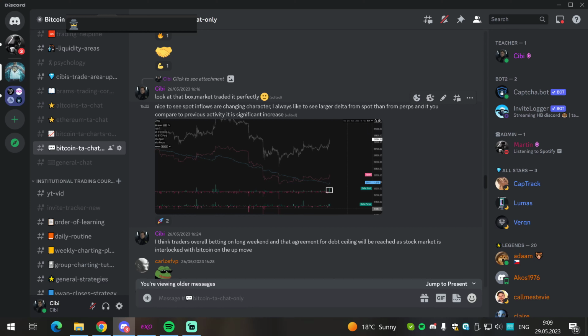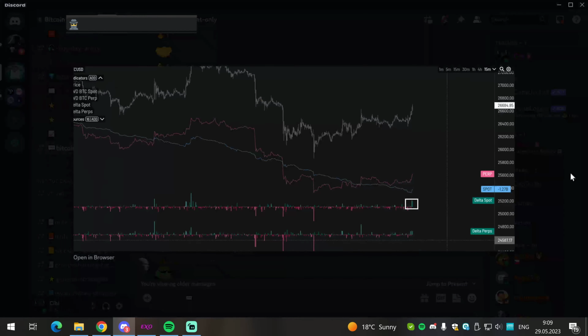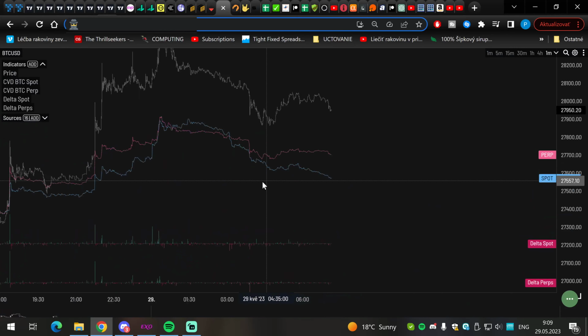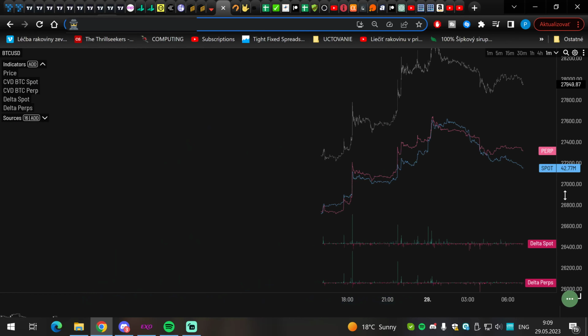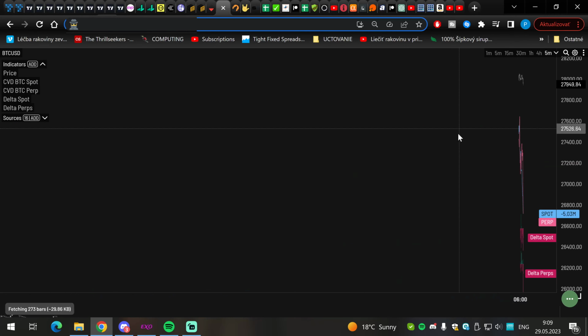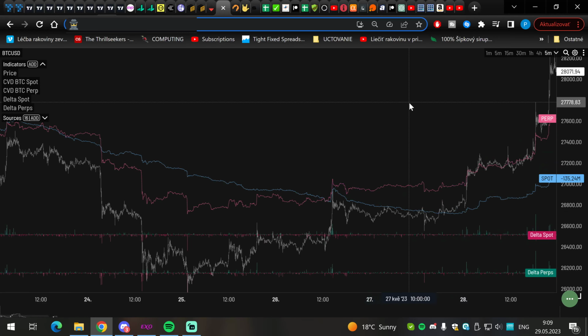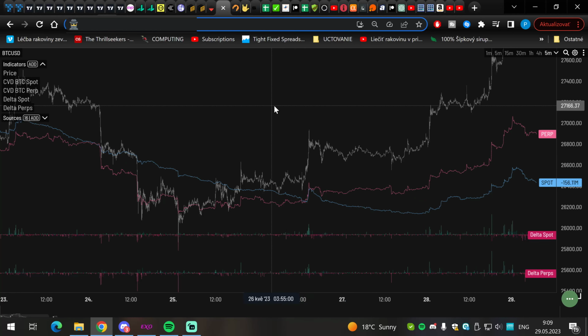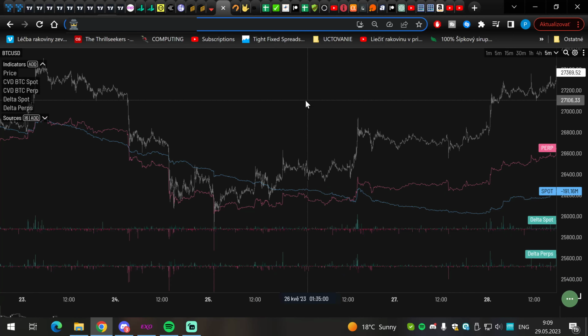Nice to see spot inflows are changing character. I always like to see larger delta from spot than from perps, and if you compare to previous activity, it is a significant increase. Let me show you in our CVD template. Let's go to the 5-minute time frame. Over here. Yes, here we are.